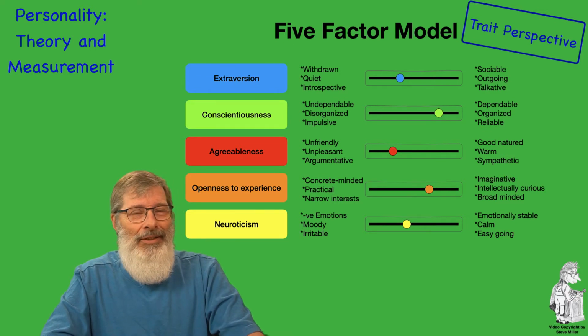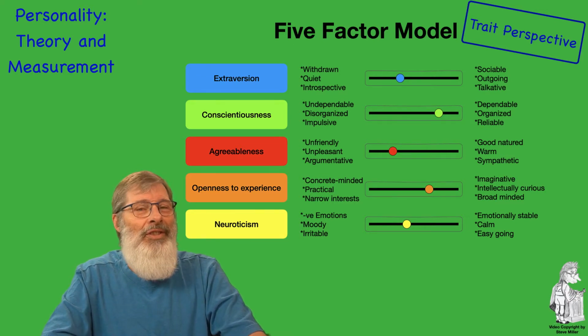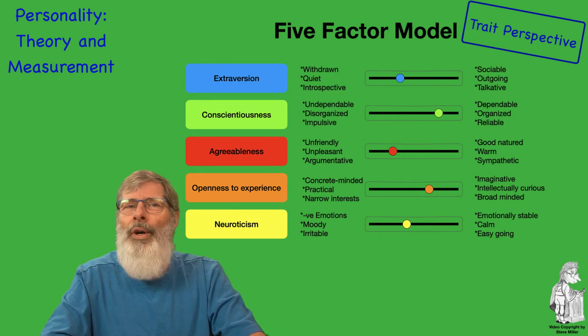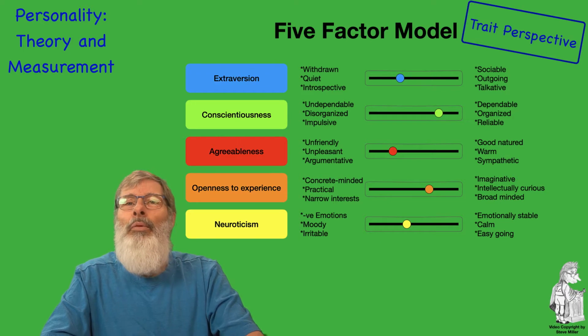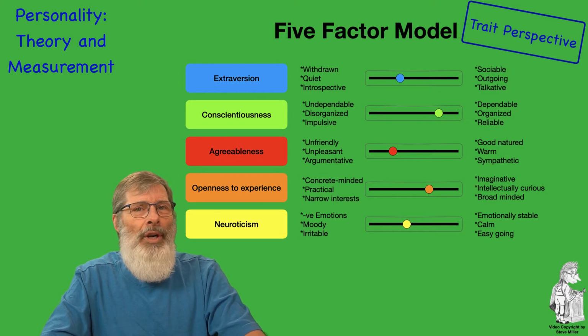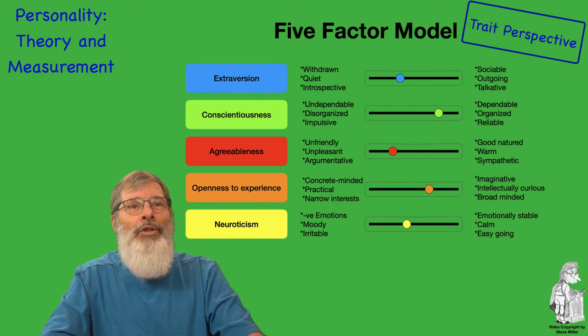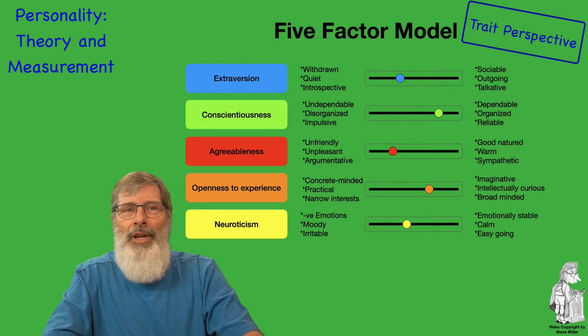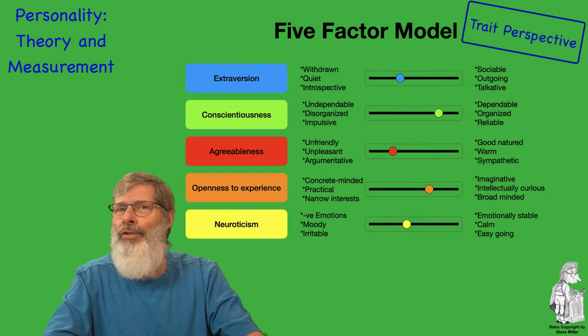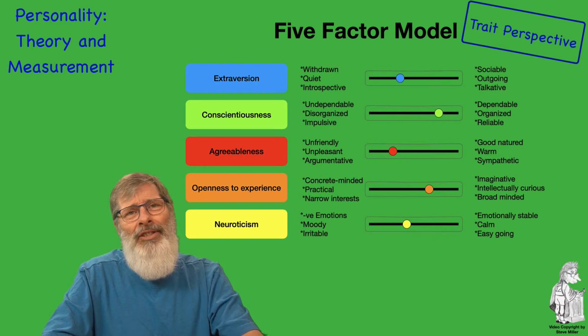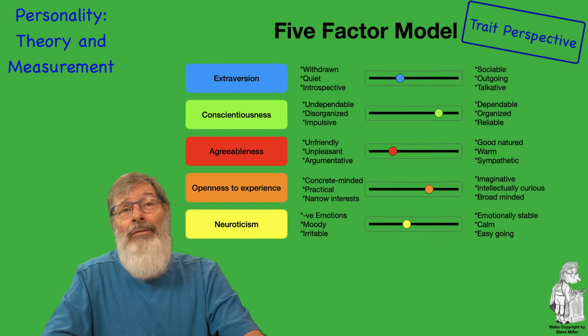The second trait is conscientiousness. Highly conscientious people are dependable, organized, reliable, responsible, thorough, hardworking, and persevering, versus the low dependable, which are disorganized, impulsive, unreliable, irresponsible, careless, negligent, lazy.